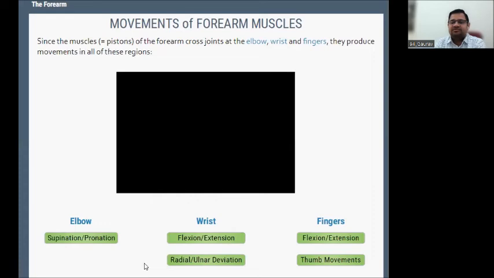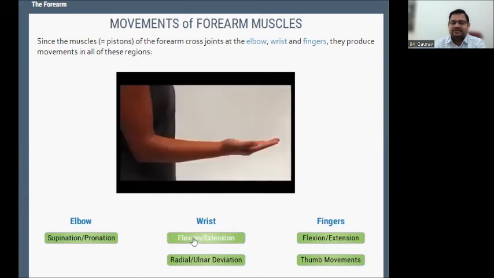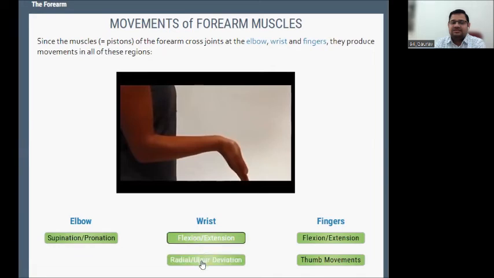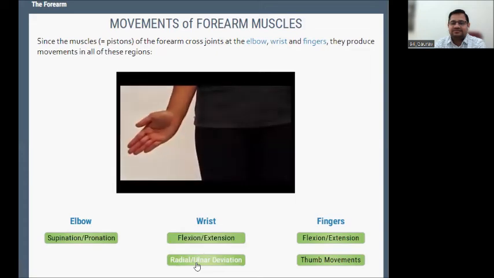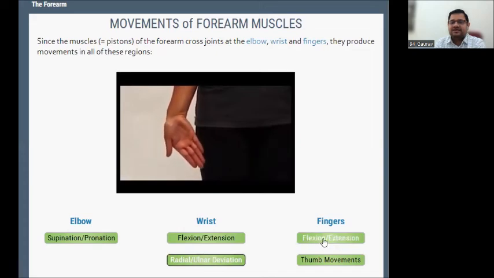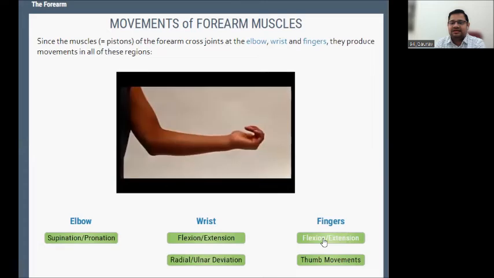Now at the wrist, if you want to see flexion and extension, like this, flexion, extension. Next, you can see radial and ulnar deviation, again at the wrist. Radial deviation, ulnar deviation at the wrist. Next, you can see at the fingers, flexion and extension, like this, flexion and extension at the fingers.